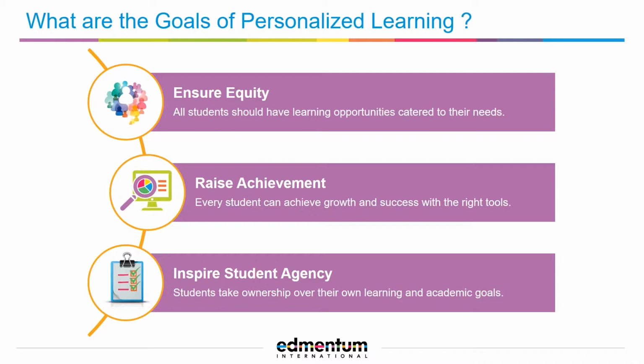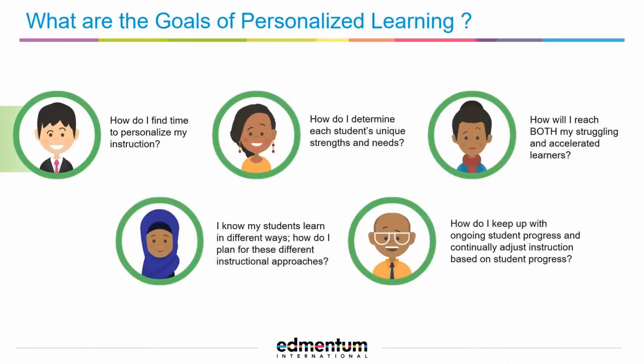But a really important goal of personalized learning is trying to raise achievement. And then lastly, we want to inspire student agency. What this means is it gives your students a sense of purpose to take real ownership of their learning experience and understand both where they are and where they're going. Okay, and we're going to talk about that a little bit more as we move through the presentation. But that's something that's really important. Inspiring student agency, allowing students to take ownership of their own learning.